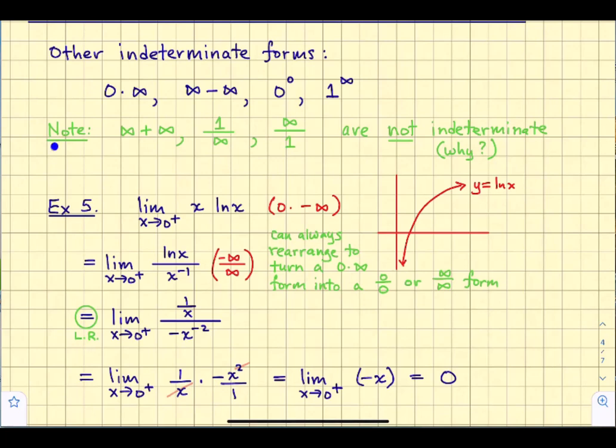It's also very important to realize common things that you may run into that are not indeterminate forms. So for example, infinity plus infinity is not an indeterminate form. 1 over something that's going to infinity is not an indeterminate form. Infinity over 1 is not an indeterminate form. Another example would be something like 1 over 0, which is not an indeterminate form. So you need to be very aware of what forms are indeterminate and need to work towards a L'Hopital's rule resolution, and what forms are not indeterminate, and you realize that I know how to do these without using L'Hopital's rule.